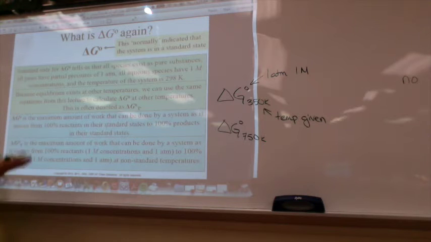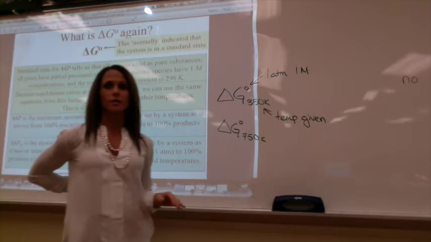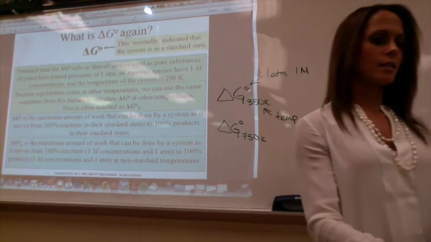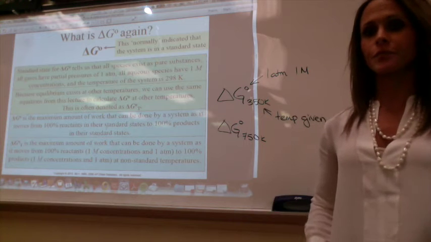So that's all this slide really says. Like, you can read it extensively. It just means that delta G naught can be given at different temperatures. Yes? What is 1 M again? Molar. In other words, molarity, so for concentration.